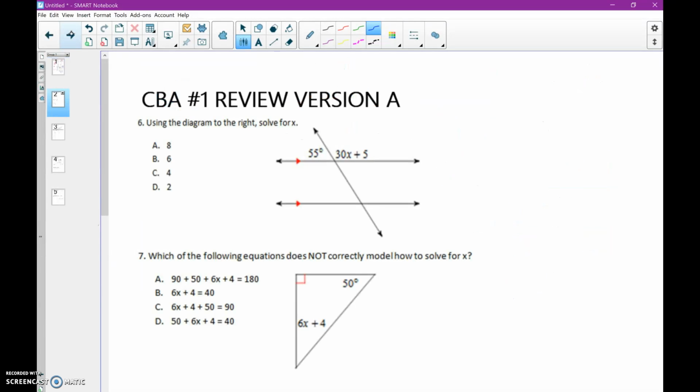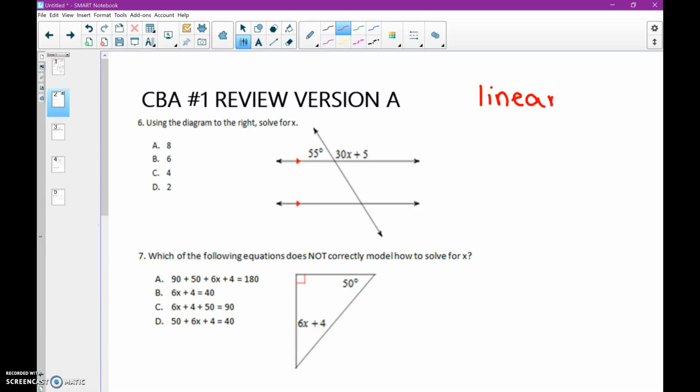Number 6 is going to be very, very similar thought process. Again, you have to figure out what type it is first before you can do anything else. So these angles are right next to each other. They're on the same line. So hopefully you caught that they are linear angles.